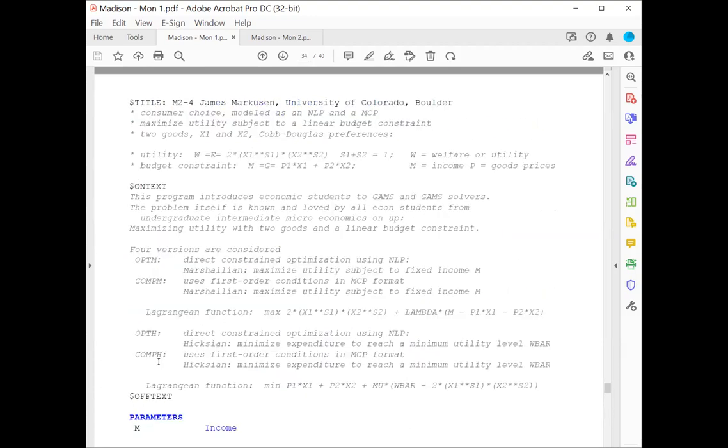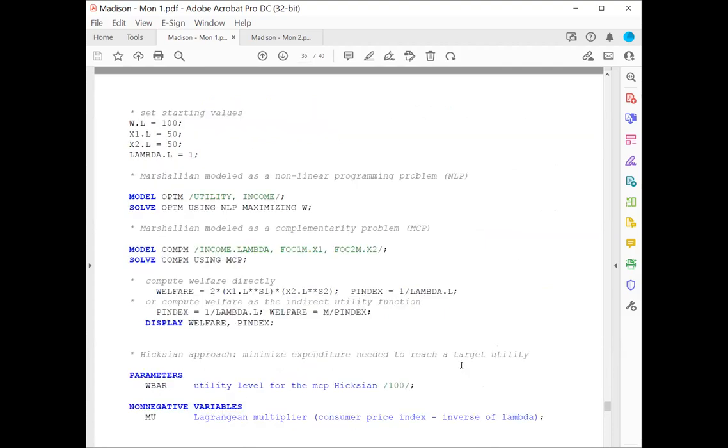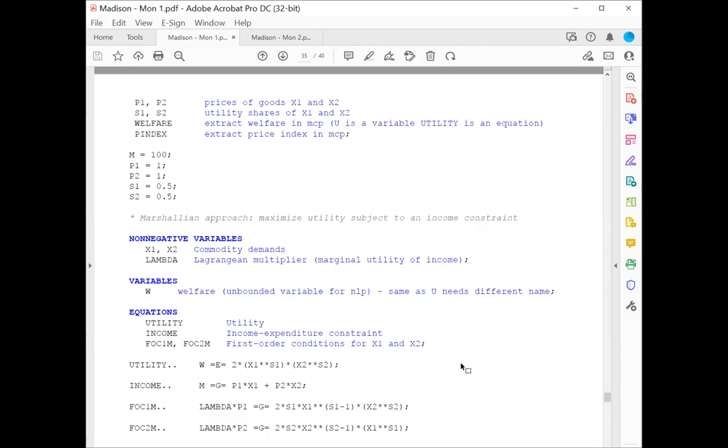There's a lot of text here. I don't think it's worth our time to go through it, but it just contrasts the two approaches. The Marshallian approach, in which you can solve either, again, this is a simple problem where you're only maximizing one or minimizing one thing. So you can write this as an NLP problem, and that's what this file does. It shows you how to write.